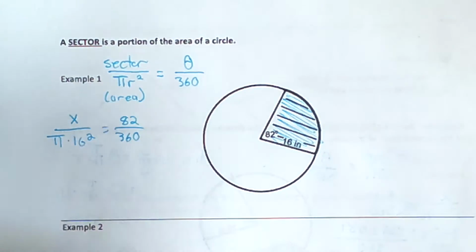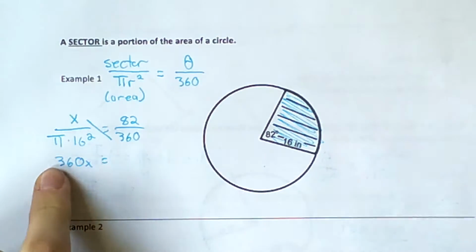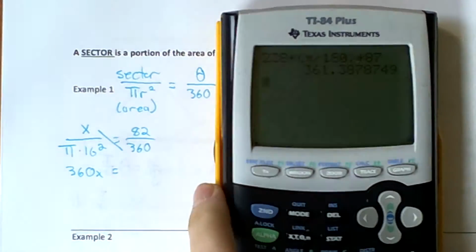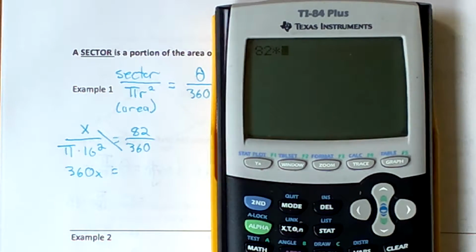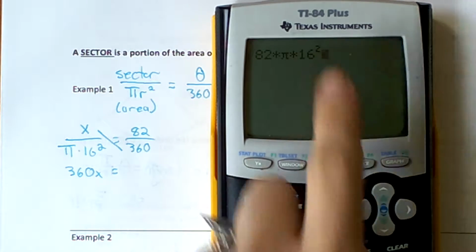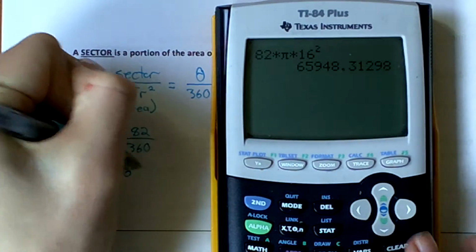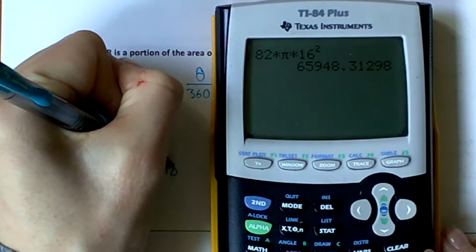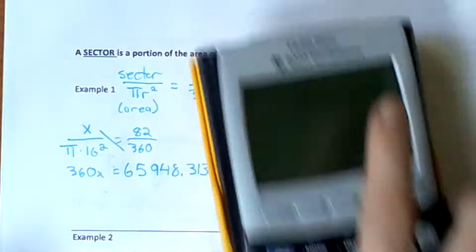So let's cross multiply on this. 360 times x is 360x. And then on the other side, I'm going to do pi times 16 squared times 82. And don't forget the squared on 16. Okay, so let's write that down. It's about 66,000. 65,948.31, and we'll go ahead and round that up, 313.